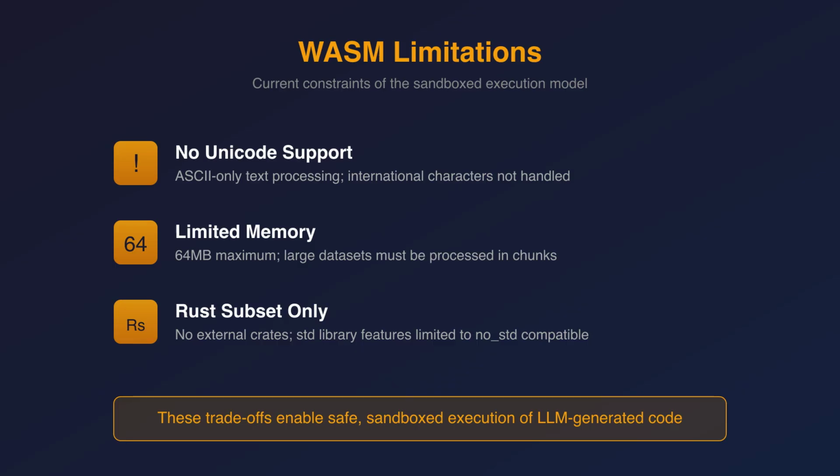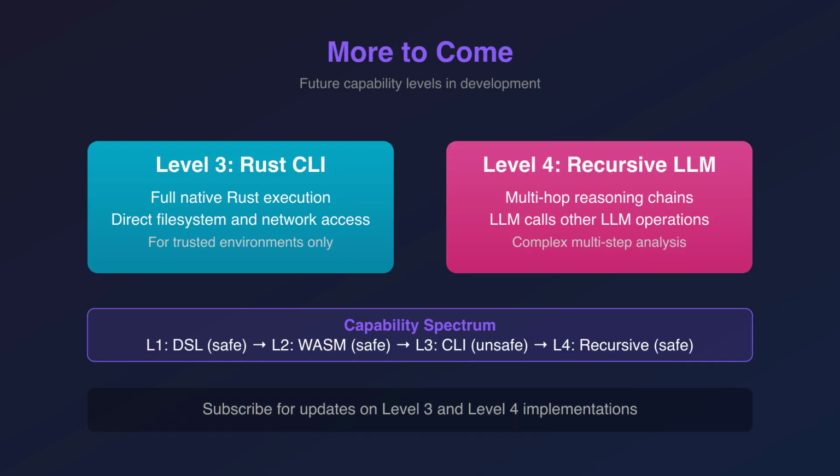WebAssembly has trade-offs. No Unicode support, only ASCII. Memory is limited to 64 megabytes, and only a subset of Rust compiles to WebAssembly. These limits enable safe, sandboxed execution. More capability levels are coming. Level 3 uses native Rust CLI for full system access. Level 4 enables recursive language model calls for complex multi-step reasoning.